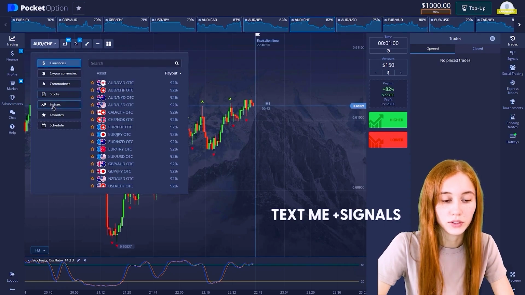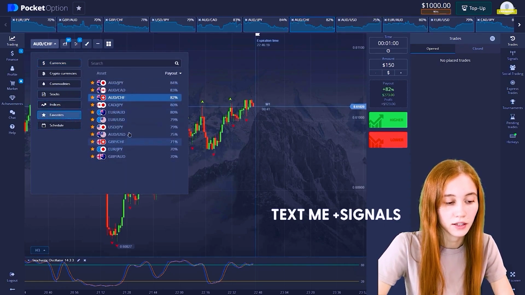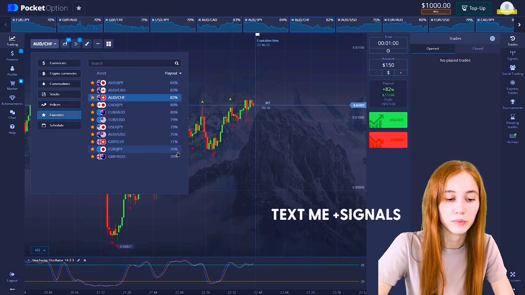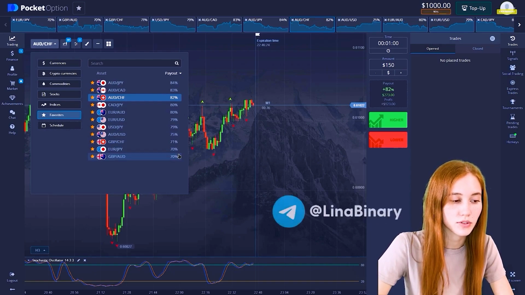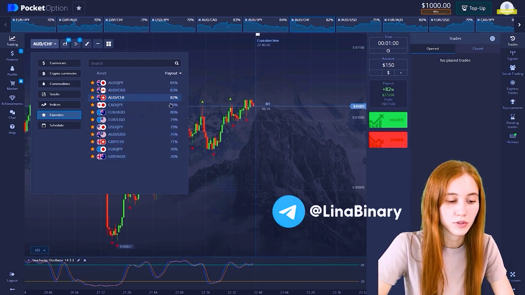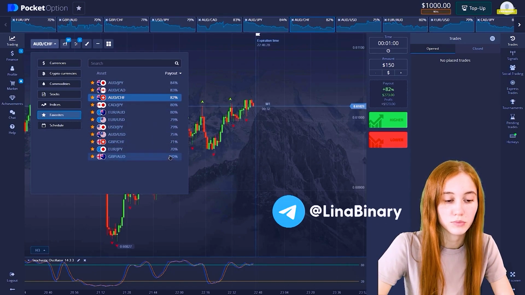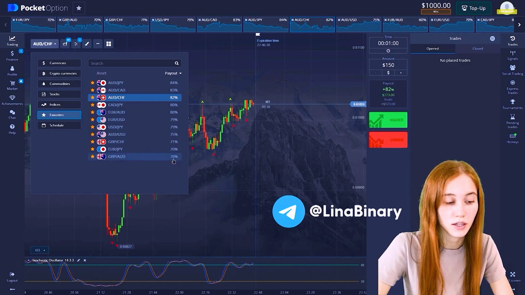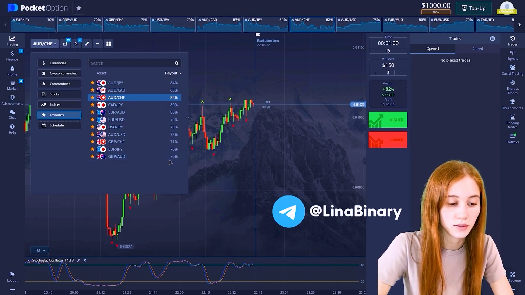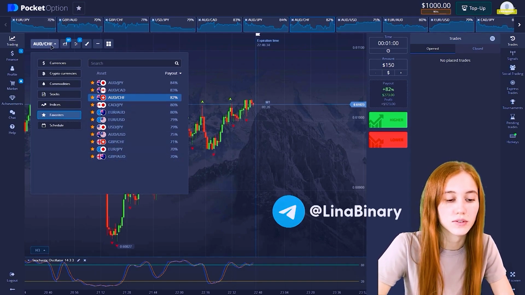We'll also trade on currency pairs. I have highlighted these currency pairs where the payout percentage is more than 70%. The payout percentage is the amount of profit you'll receive: if you invest $100, the profit will be $70.